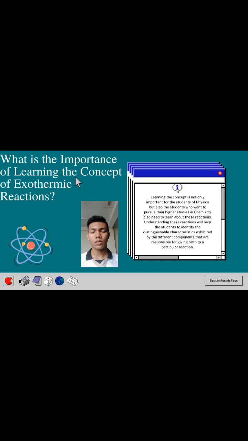What is the importance of learning the concept of exothermic reaction? Understanding this reaction will help the student to identify the distinguishable characteristics exhibited by the different components that are responsible for giving birth to a particular reaction.